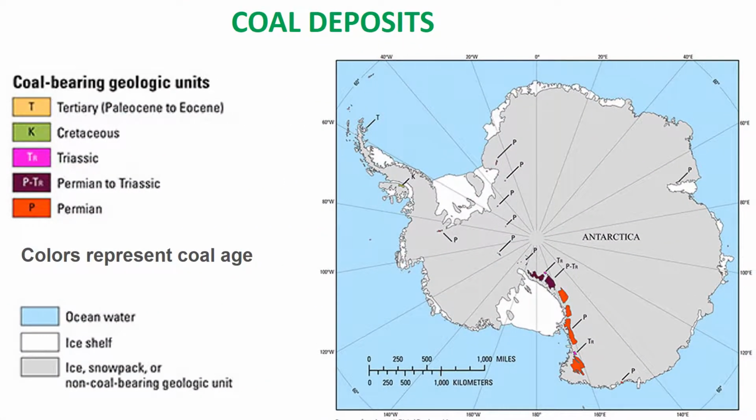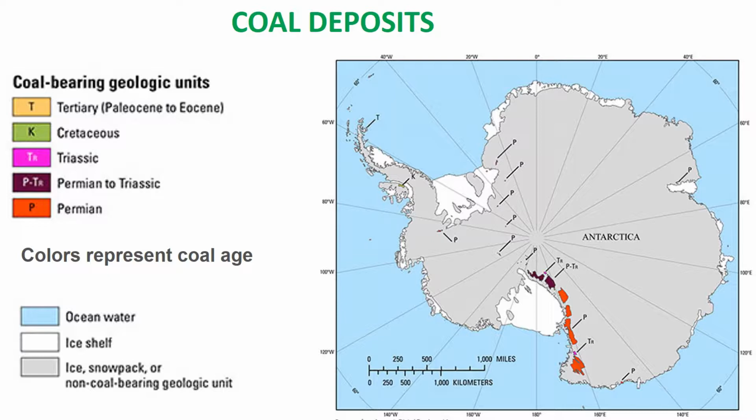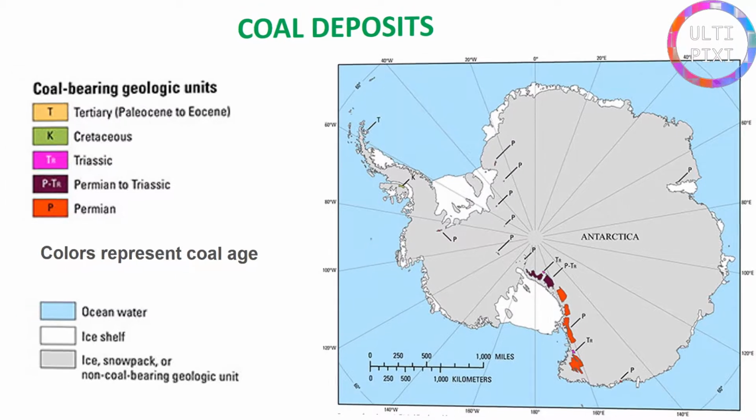Coal deposits. Coal is formed from the decay of tropical plants. Coal deposits are found in Antarctica. This suggests Antarctica was once a tropical climate that was closer to the equator. As you see in the map of Antarctica, the colors here represent coal age.